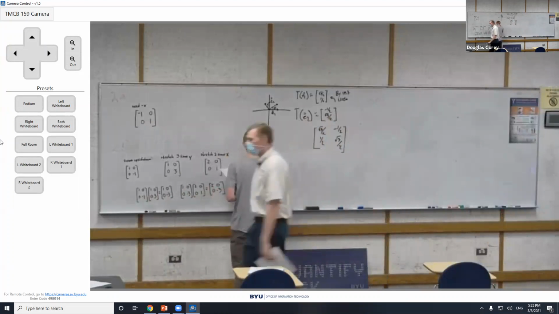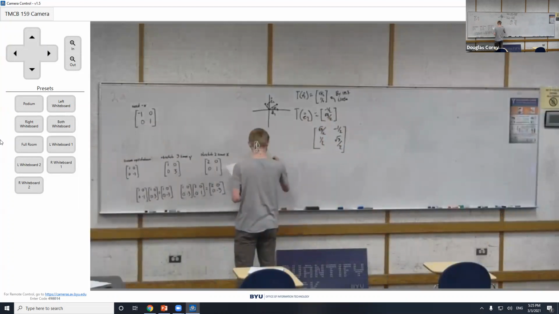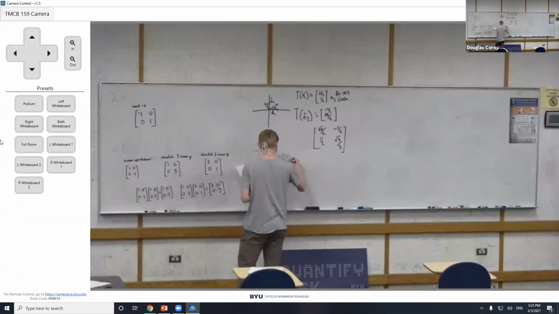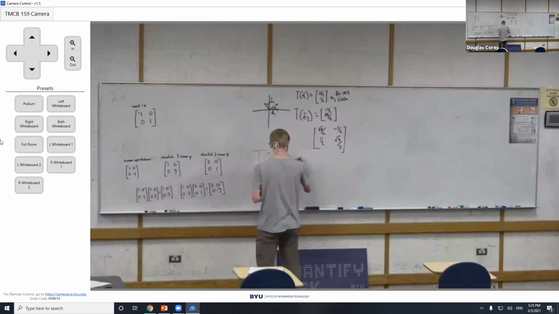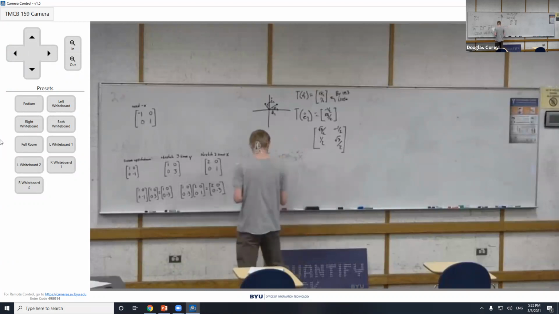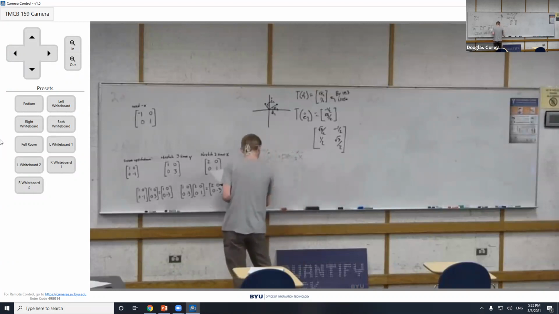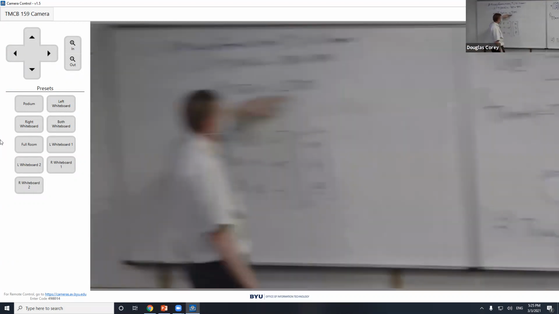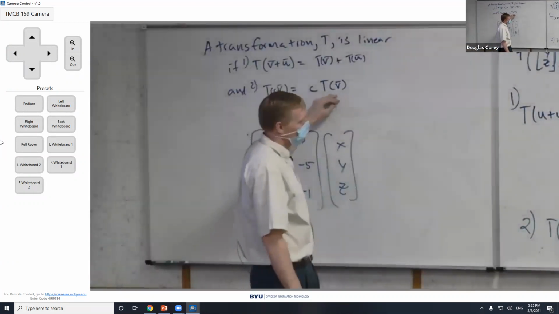All right, let's start talking about these and going through these. So first we have this proof. We're going back to the definition of a linear transformation, and the definition is that this has to hold these two properties: that the transformation of the sum of two vectors is the same as the sum of the transformations of the two vectors, and the transformation of a scaled vector is the same as the scale of the transformed vector.